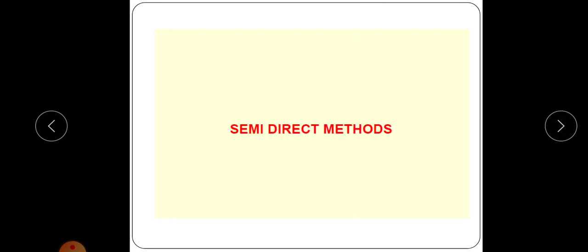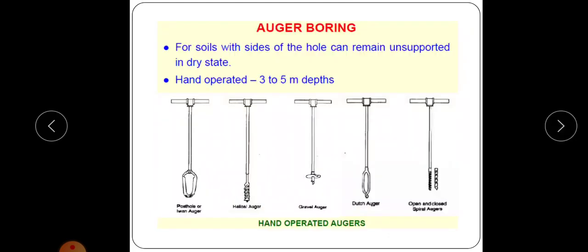Next is the semi-direct method. When the depth of exploration is large, we cannot make trenches or pits. So in that case we go for the boring method. Borings are used for exploration when the depth of exploration is large, and here a vertical borehole is drilled in the ground to get information about the subsoil strata, and the samples are taken from this borehole and tested in the laboratory.